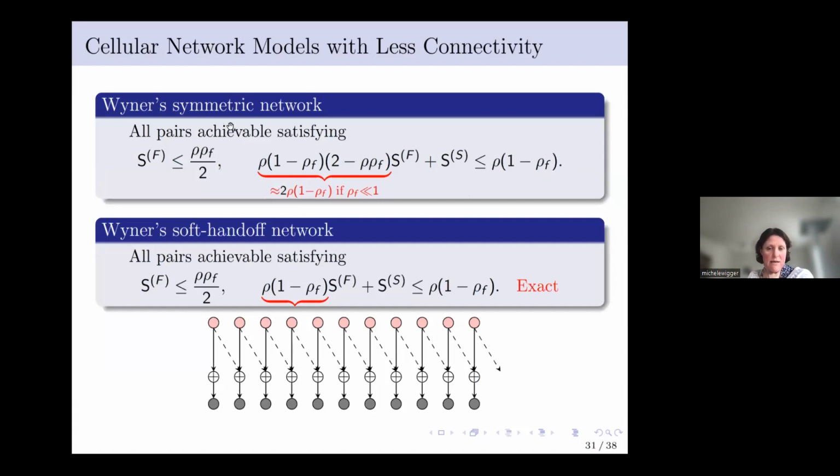Good. So we can do similar things for other networks, for the Wyner symmetric network, and also for the soft-handoff network. And here we like this again because we can get an exact expression. So we know this is exactly what you can get. And so you see this is the price you have to pay for sending fast messages as opposed to slow messages.